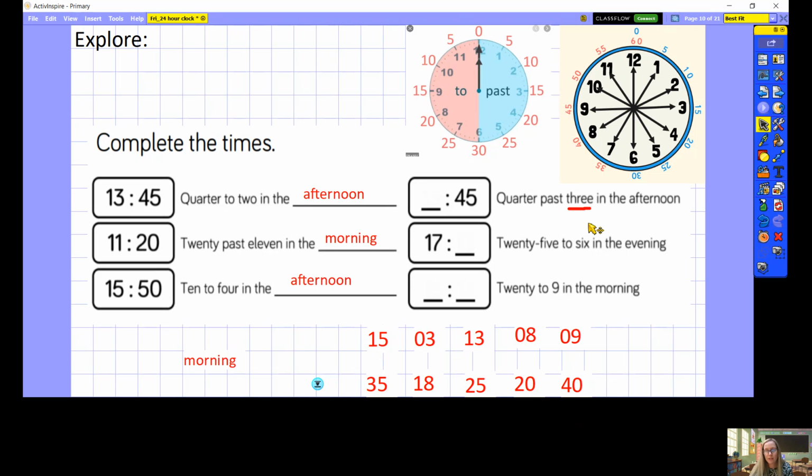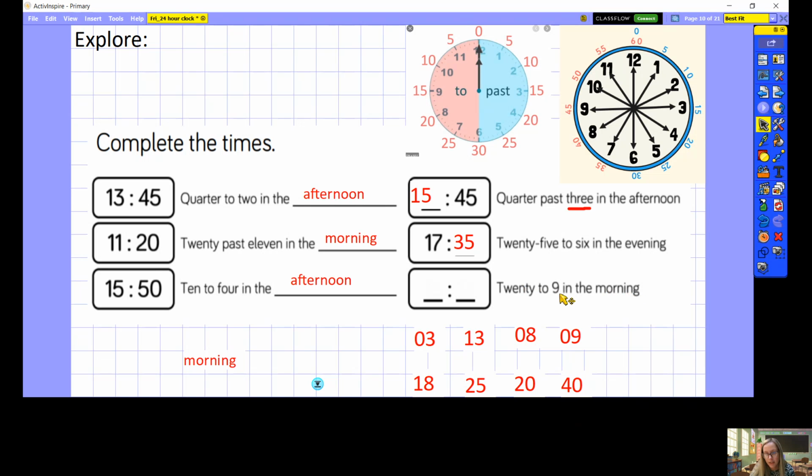So the first one, 3:15 in the afternoon. So 3 add 12 would be 15, so it would be 15:15 there. The next one, 25 to 6 in the evening. So if it's 25 to 6 here, you can see on this clock, we count round in fives all the way to this number 7 to help us work this out. So 5, 10, 15, 20, 25, 30, 35. So the number missing would be 17:35.